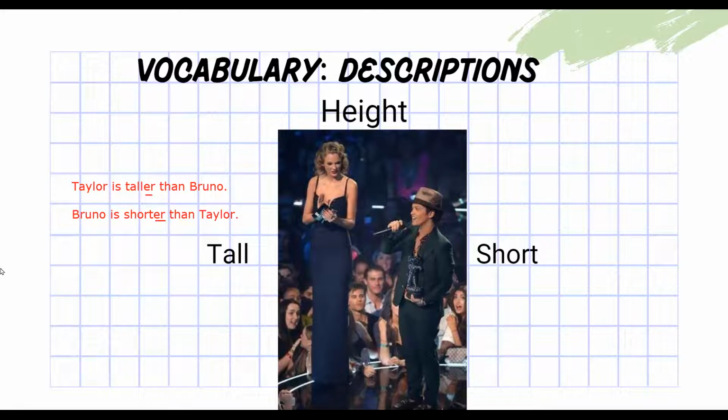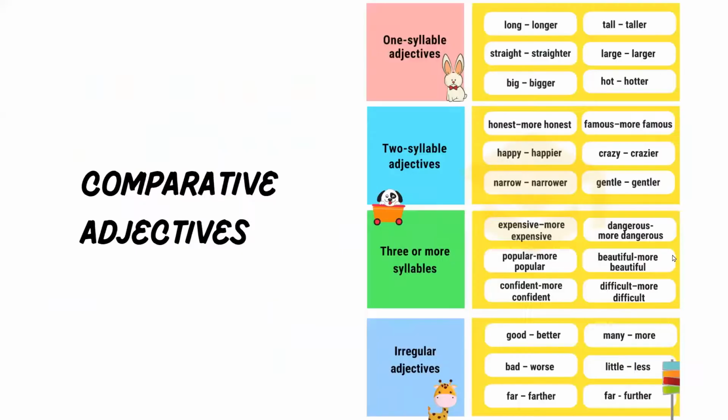Taylor is taller than Bruno. Taylor es más alta que Bruno. Bruno es más bajo que Taylor. Bruno is shorter than Taylor because tall and short are very small words. So anytime I have a small word or a short word, all I have to do is add -er at the end. Now, what happens if I have a very long word?